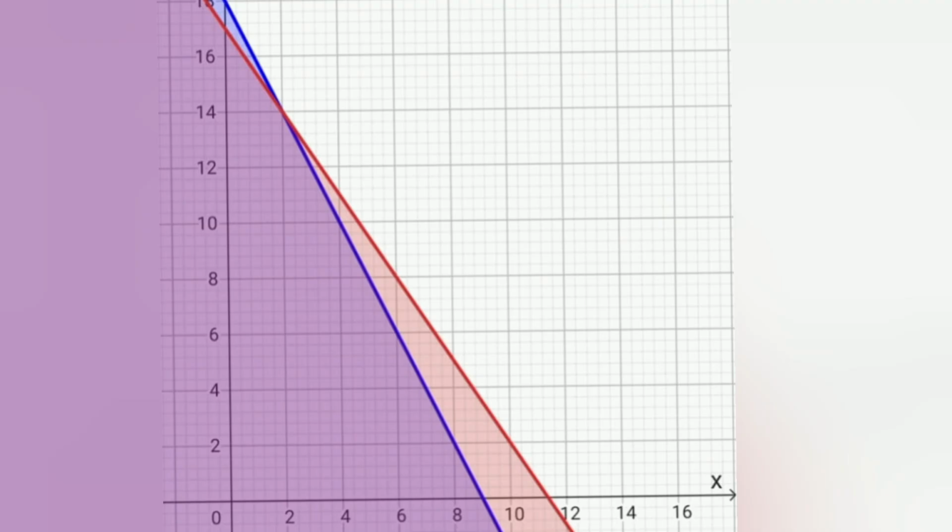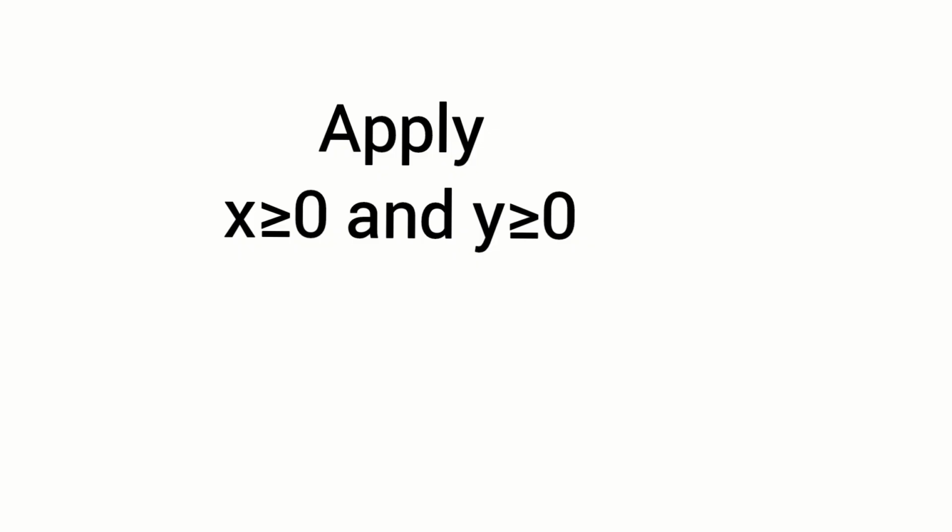Use both the inequalities in a single graph. Apply the non-negative constraints x greater than or equal to 0 and y greater than or equal to 0.